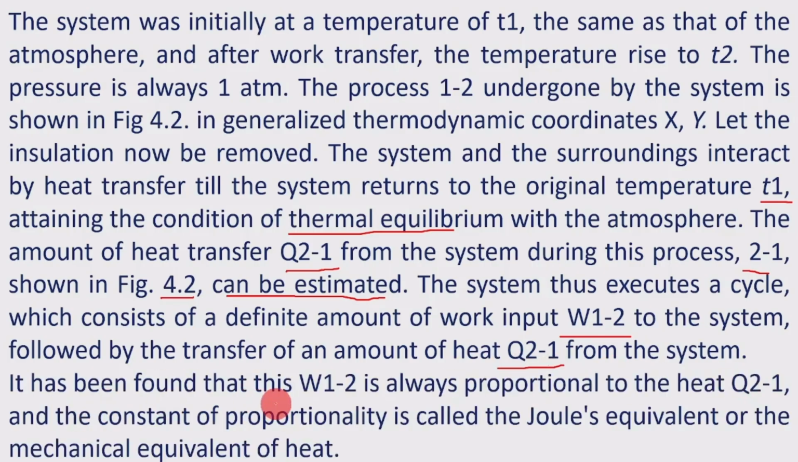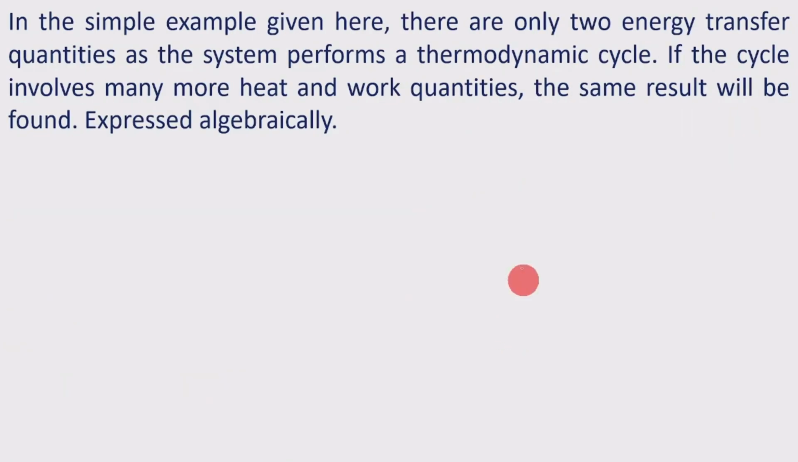Now, it has been found that this W1-2 is always proportional to the heat Q2-1. The constant of proportionality is called Joule's equivalent or the mechanical equivalent of heat. If you take the proportionality constant, it is J, that is Joule's equivalent of heat or the mechanical equivalent of heat.